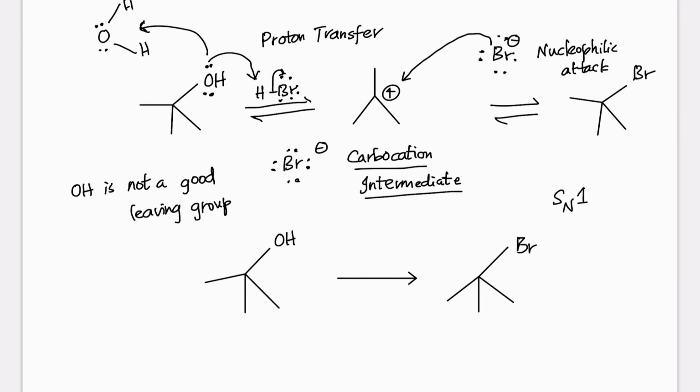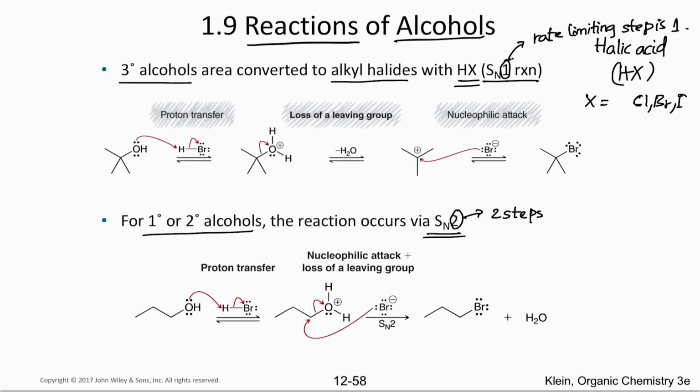That's the reason why this is an SN1 reaction. Notice that SN1 reactions have an intermediate that's formed. So this is the total SN1 reaction in the presence of HBr. It also produces H2O. This is the first reaction that we generally see here.